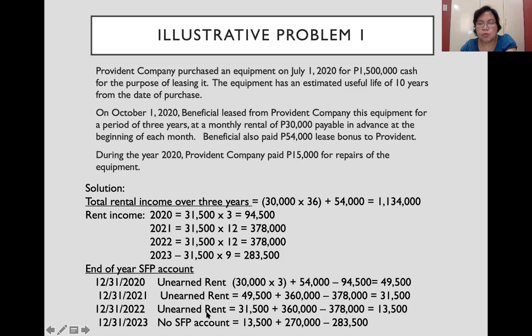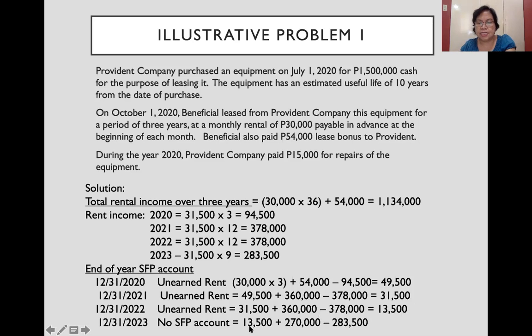For the year 2022, we start the year with 31,500 unearned rent here, plus collection for 12 months of 360,000 minus the rent income that is recognized in the statement of comprehensive income, 378,000. So we have an unearned rent at year end of 13,500.